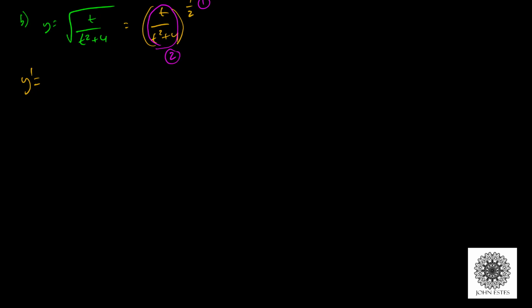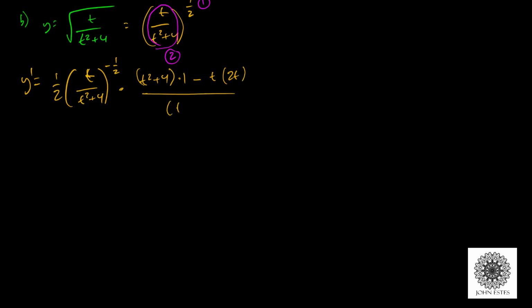So in chain rule, you first say the derivative of the outside, so that's 1/2 t over t squared plus 4 to the negative 1/2 power times, and now I'll have to do quotient rule, which says low, t squared plus 4, times the derivative of the top, which is 1, minus the top, which is t, times the derivative of the denominator, which is 2t, all over t squared plus 4 quantity squared.